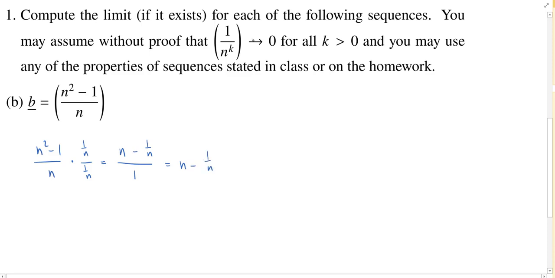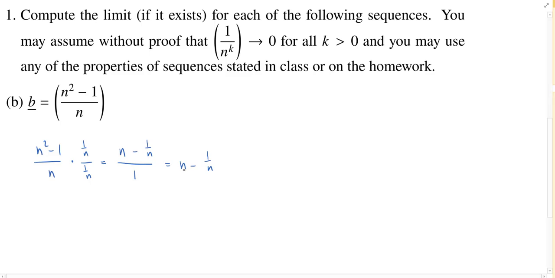Now, we were told we could assume without proof that if you have something of the form 1 over n to the k, where k is positive, and we do here, 1 over n, right? That works, that's k equals 1. This part will converge to 0. Hey, that's a good start. Except there's still this n over here, and n is just blowing up to infinity.